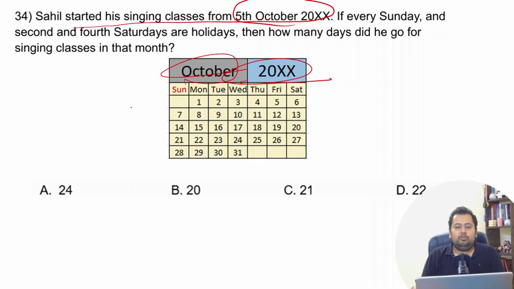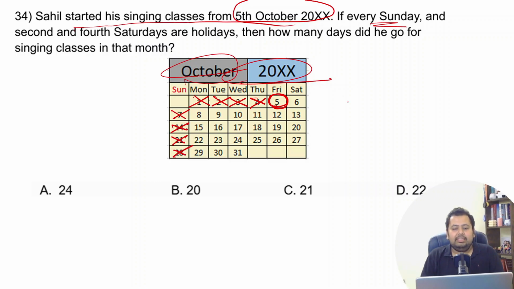So let's go to the calendar. So now we know that he starts from 5th, right? He starts from 5th. So first, he's not going. Second, also, he's not going. Third, also, he's not going. And fourth, also, he's not attending the class. Now, what we also know is that all Sundays are holiday, right? All Sundays. So, this is a holiday. So, he is not going to attend the class.